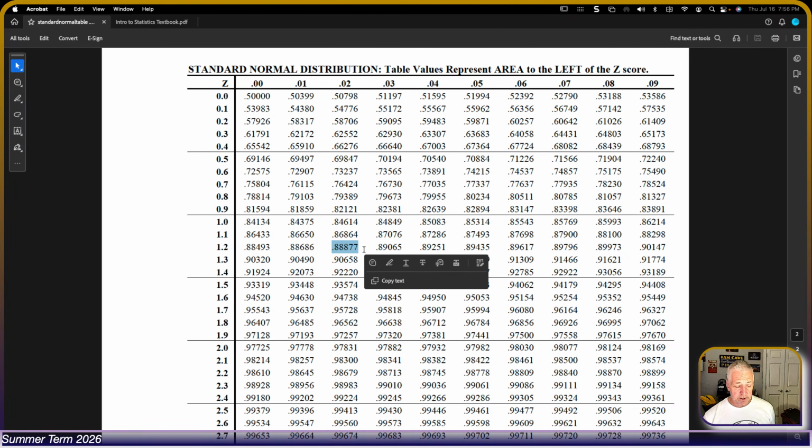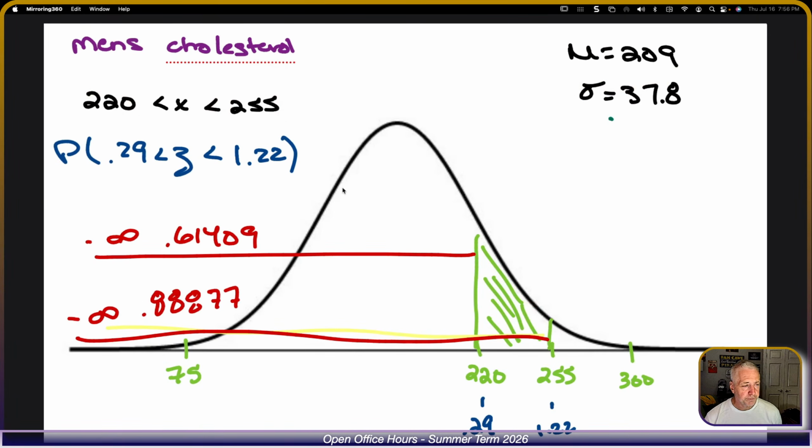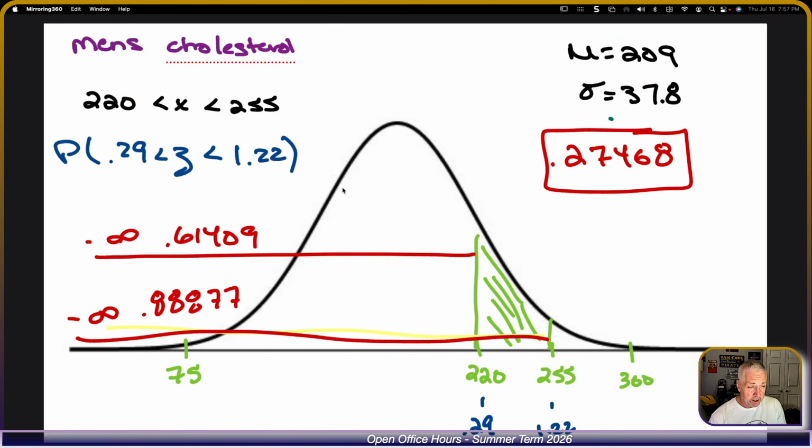I need to find the difference. So I take that longest one, subtract the shortest one. What's left is going to be the area in between those two z-scores. So here we are. I take that 0.88877 and I subtract 0.61409, and I get 0.27468. That is my area between 220 and 255.